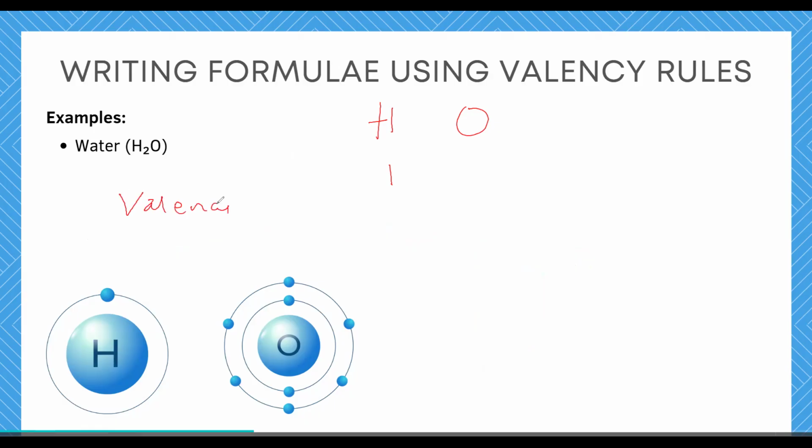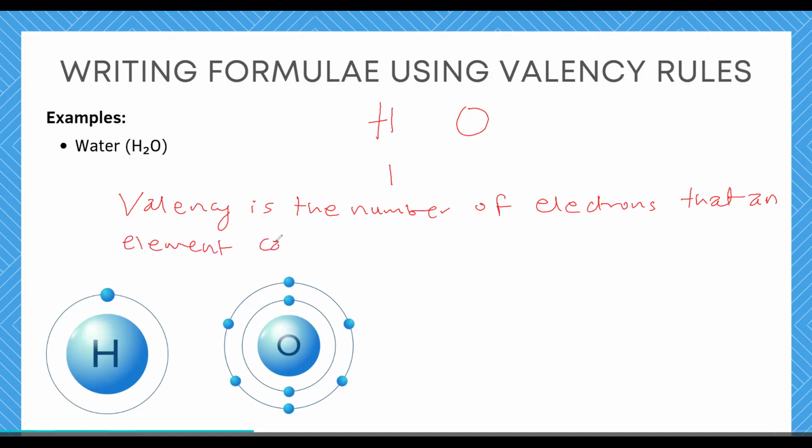Valency is the number of electrons that an element can gain or lose. Do you like this one? Yeah. All right, I'm glad you saw the one that you liked. So, if we apply that definition, we have found that the hydrogen over here can lose 1 electron. So its valency is 1. Do you understand how we got the valency of hydrogen now?